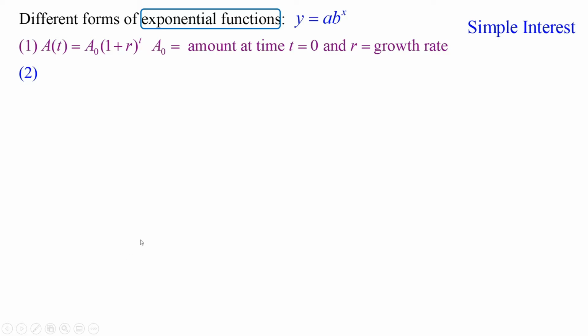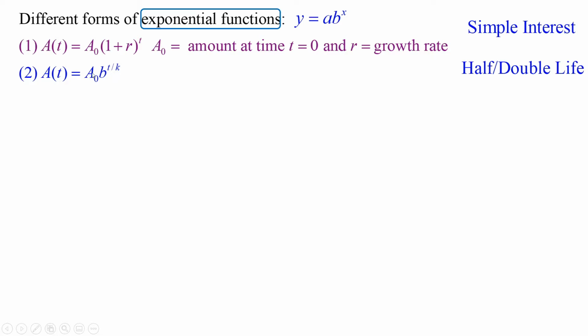The next form of an exponential function we use a lot in science is our half-life or double-life formula, and it looks like this: A of t equals A sub 0 times b to the t over k power.